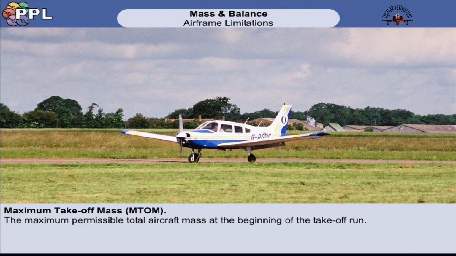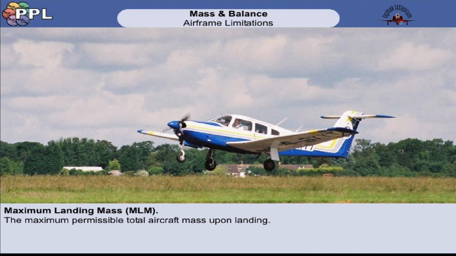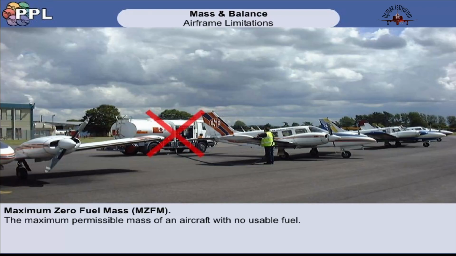The maximum takeoff mass is defined as the maximum permissible total aircraft mass at the beginning of the takeoff run. The maximum landing mass is defined as the maximum permissible total aircraft mass upon landing, under normal circumstances. The maximum zero fuel mass is the maximum permissible mass of an aircraft with no usable fuel. If fuel must be retained in particular tanks for purposes of ballast or for centre of gravity reasons, it must be included in the zero fuel mass when it's specified in the airframe limitations.